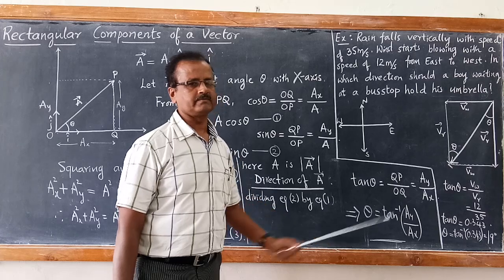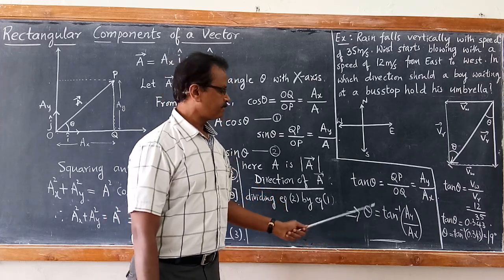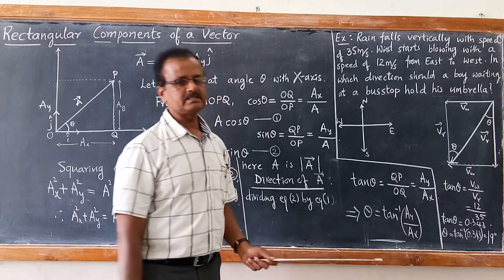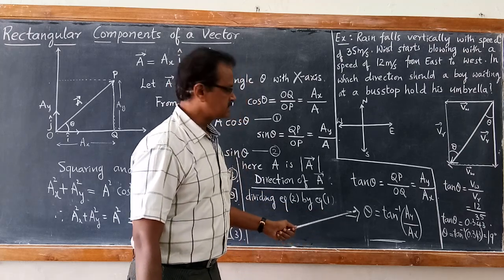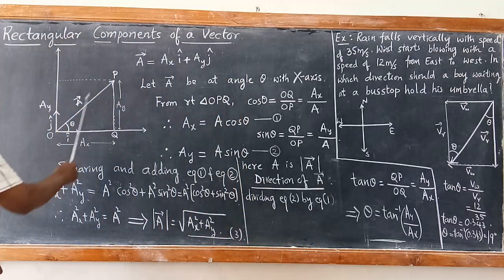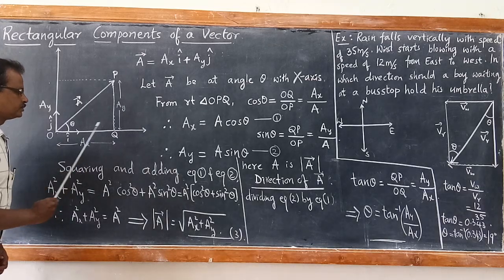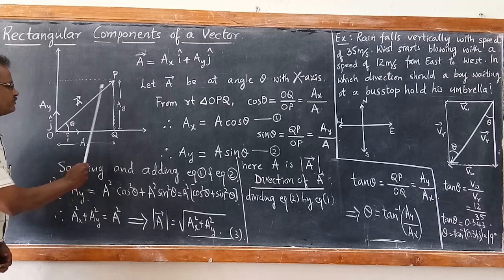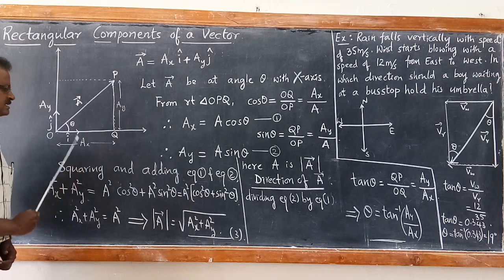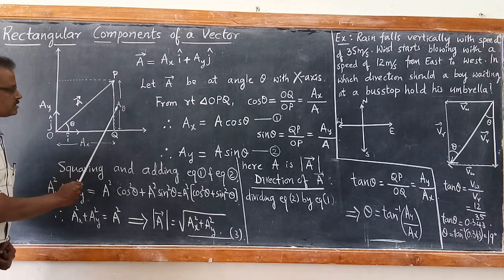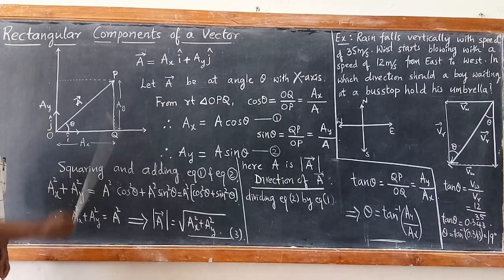This is called inverse function. You are going to learn all these trigonometrical functions and inverse functions in trigonometry, in mathematics, in detail. Thus we can find out the angle theta. That is the direction of vector A with respect to x component. Tan theta equal to ay by ax. Therefore, theta is equal to tan inverse of ay by ax.